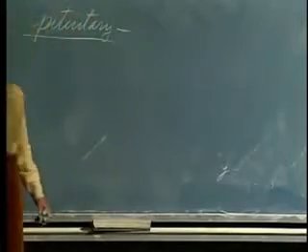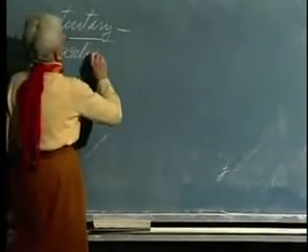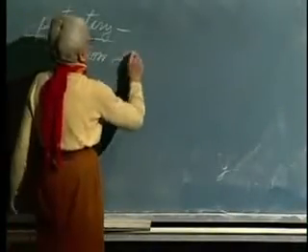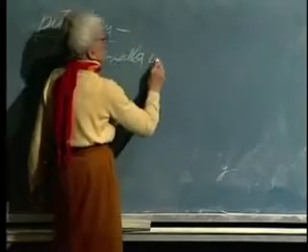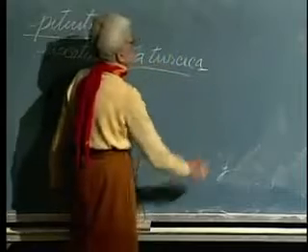What bone surrounds the pituitary gland? Sphenoid. What do we call the specific area? Sella turcica. Good. All right, so we know its location. Turkey saddle.